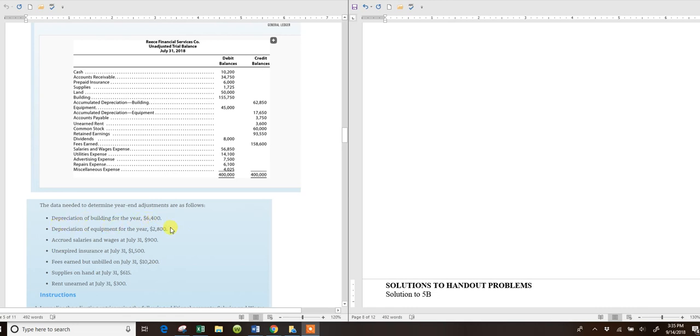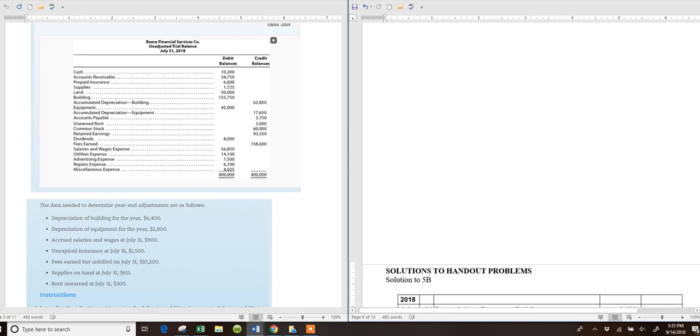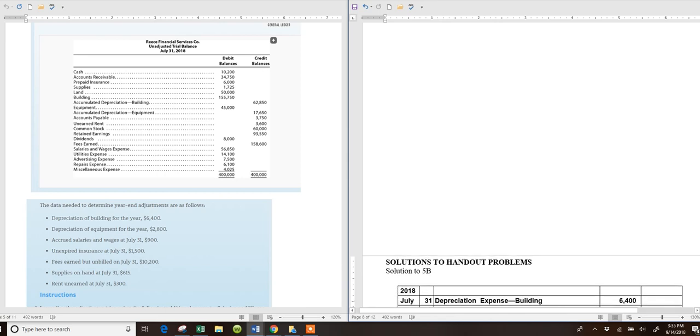Depreciation on the building for the year is $6,400. So I'm going to ask myself, is it a revenue or an expense? And we talked about depreciation in class the other day. Depreciation is how we record using up a fixed asset. So depreciation is an expense, so I'm going to debit expenses. So my debit is depreciation expense, and it tells me how much it's for. So I put that in my debit column.